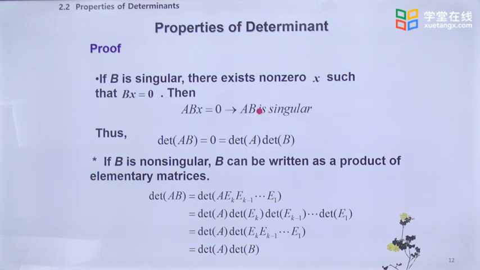So AB is singular. Thus, we know that determinant of AB equals 0 because AB is singular. And because of this, determinant of B also equals 0. So, of course, determinant of AB equals determinant of A times determinant of B.